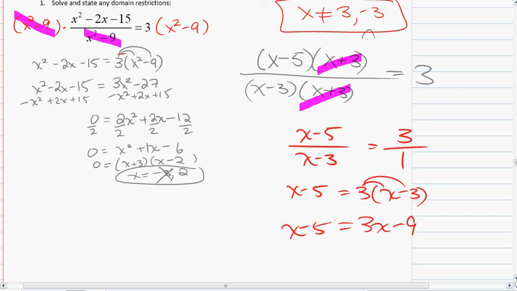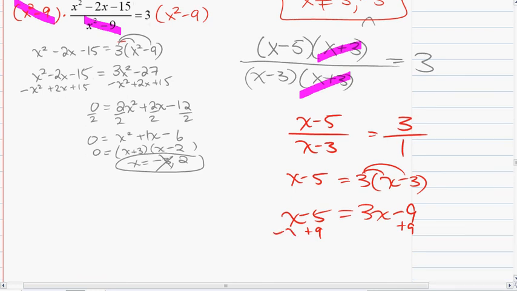And now this is a linear problem, right? Simpler than the quadratic. So I'm going to add 9 to both sides. I'm going to subtract my x from both sides to get the x's all on one side. So I have 2x equals 4 divided by 2, x equals 2. So you'll notice I didn't even get the extraneous solution there because I simplified first. And that doesn't always get rid of it, but it did in this case.